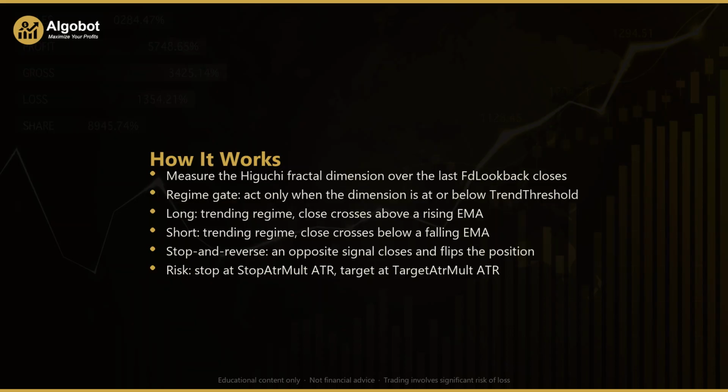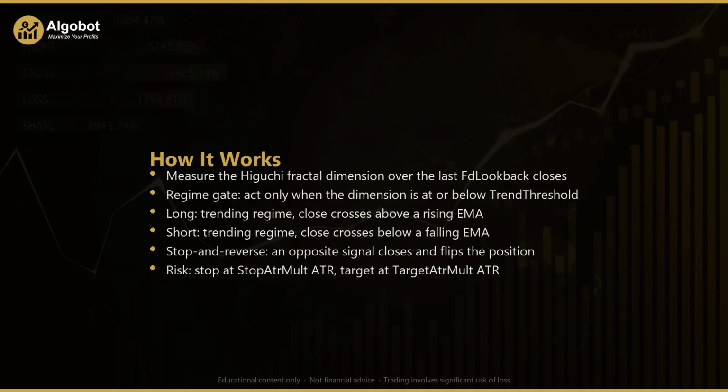For a potential long, the previous close was at or below the moving average, the current close is above it, and the average is rising. For a potential short, it's the exact mirror. The previous close was at or above the average, the current close is below it, and the average is falling. This close cross of a same sloping average is the directional signal.